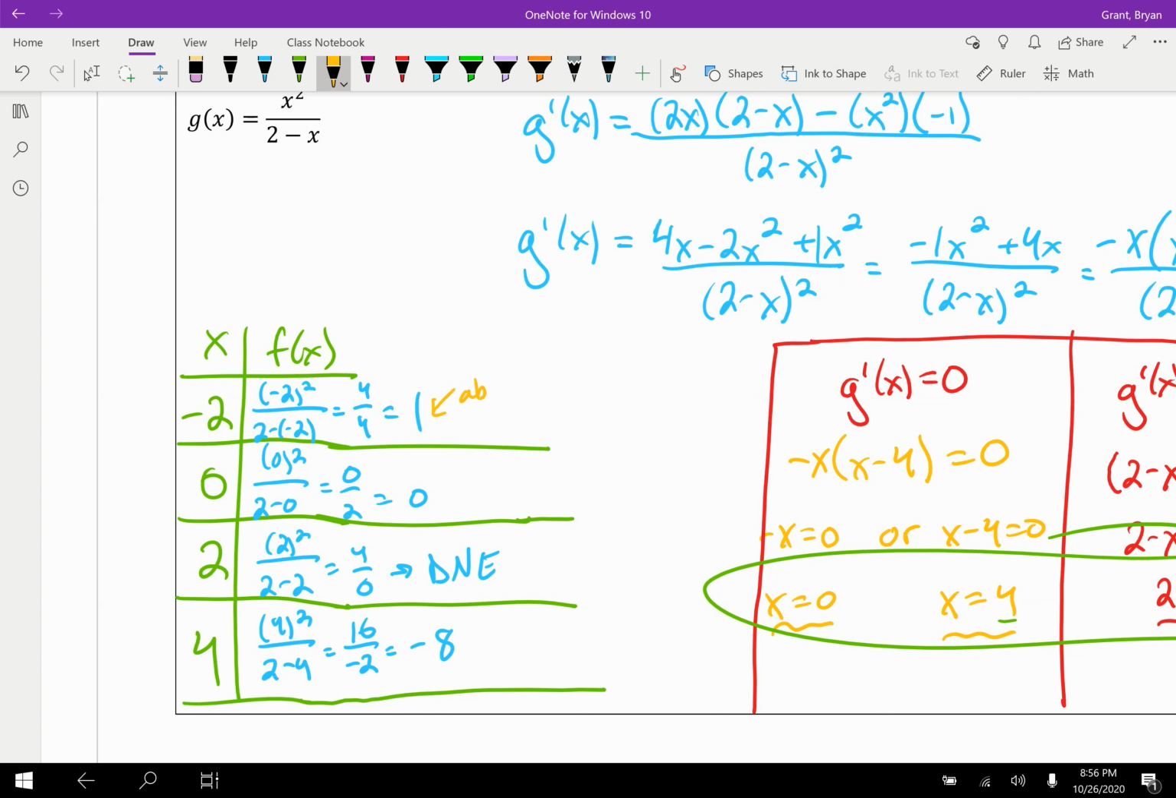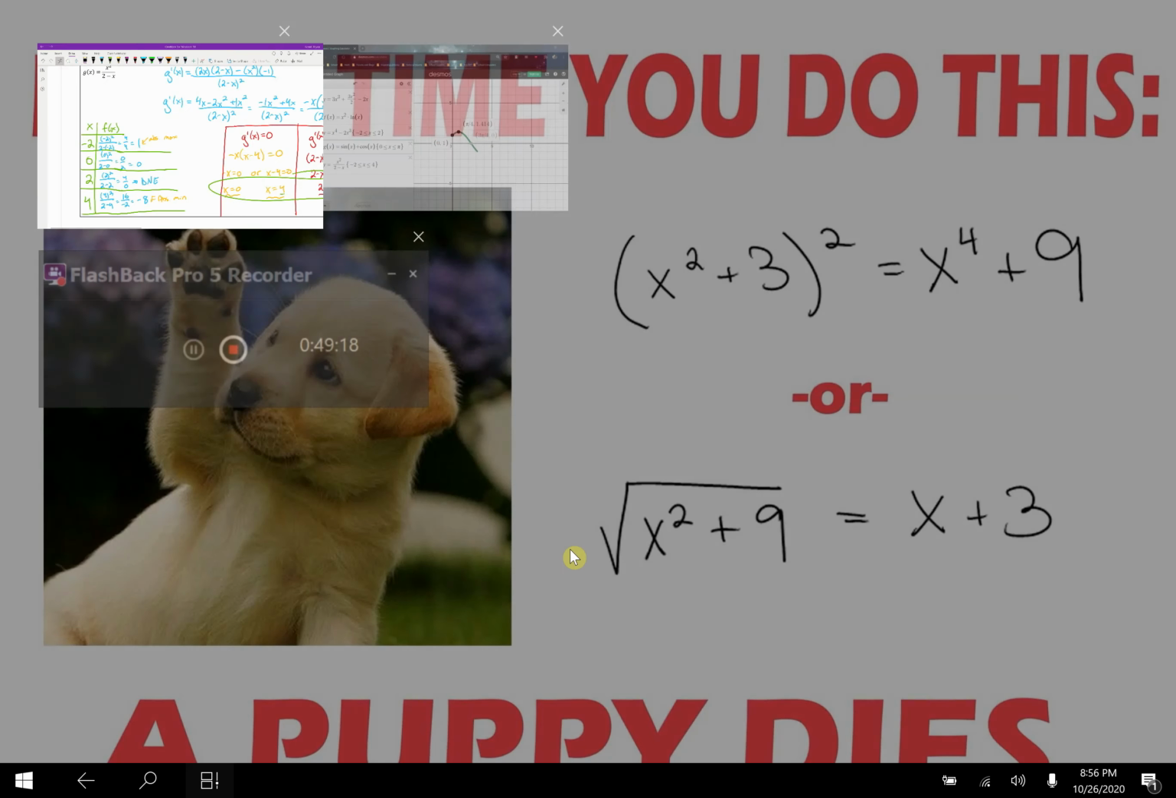Turns out our absolute max occurs at one endpoint, and our absolute min, which I could spell, that would be nice, our absolute min occurs at the other. 0 is not the biggest nor the smallest, and 2 does not exist as not even a point. So what does this graph actually look like? Well, let's take a peek.